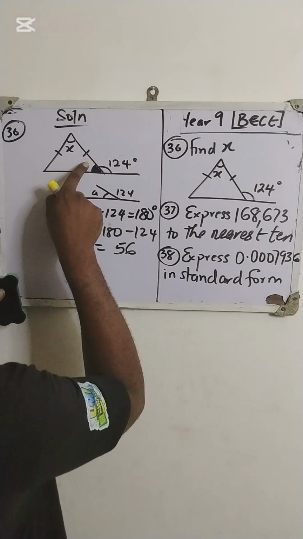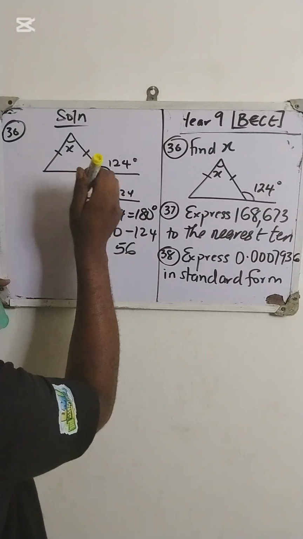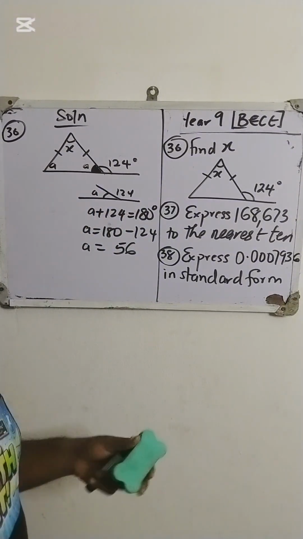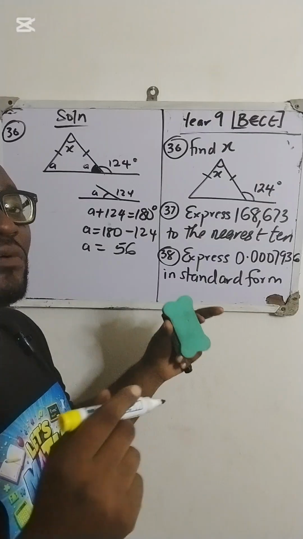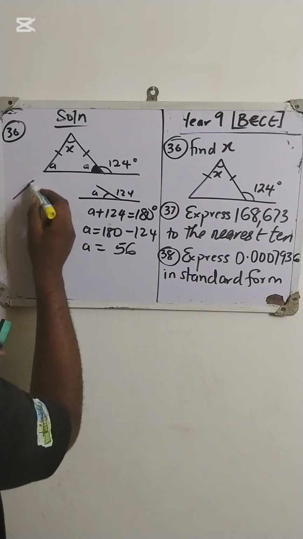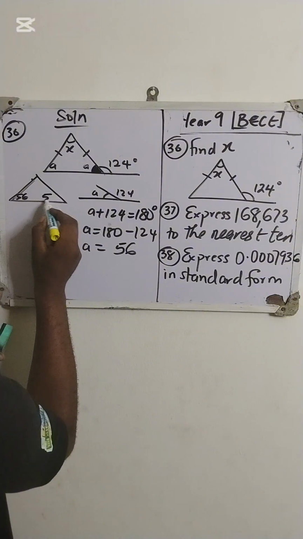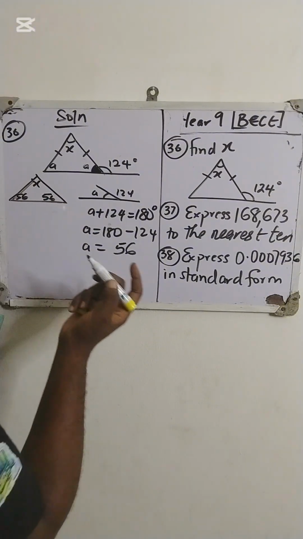So we've gotten here to be 56. Okay. So if A is 56, here is also 56. Reason: the base angles of an isosceles triangle are equal. So now bring out this triangle. We have 56, we have 56, we need x.